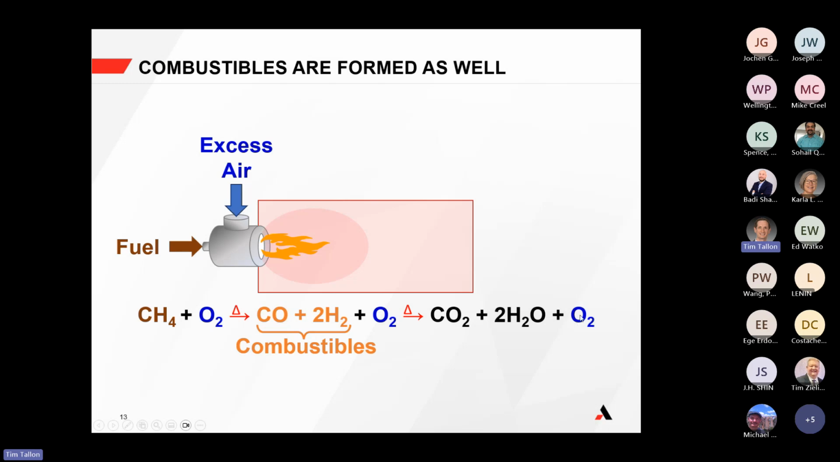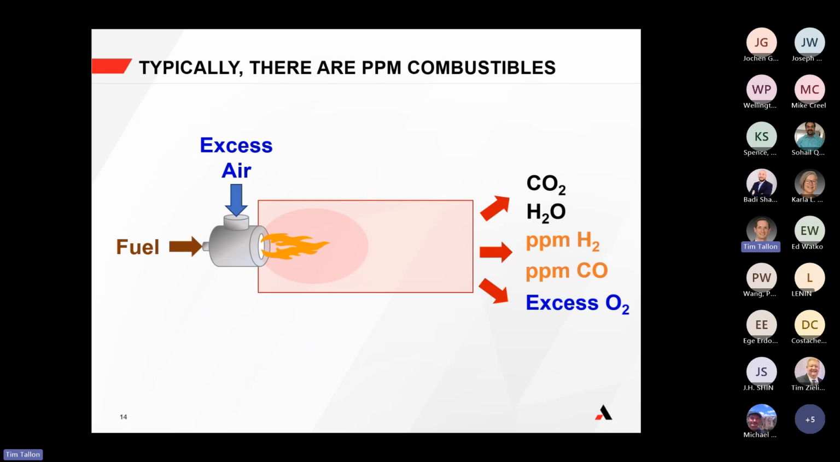So in practice, we typically see part per million levels of hydrogen and part per million levels of carbon monoxide, with some amount of excess oxygen in the flue gas, in addition to the generated carbon dioxide and water formed. So this is a typical combustion application, and this is typically what we see in the flue gas.